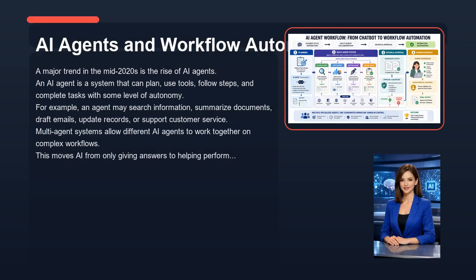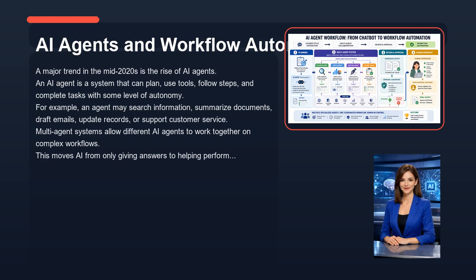Now let's look at AI agents and workflow automation. A major trend in the mid-2020s is the rise of AI agents. An AI agent is a system that can plan, use tools, follow steps, and complete tasks with some level of autonomy. For example, an agent may search information, summarize documents, draft emails, update records, or support customer service.